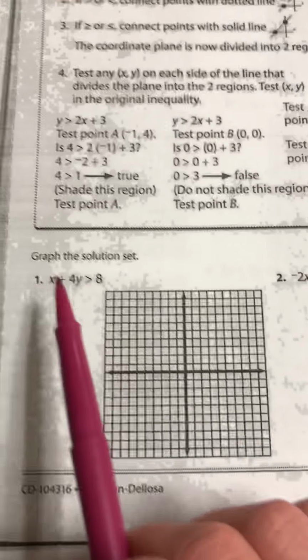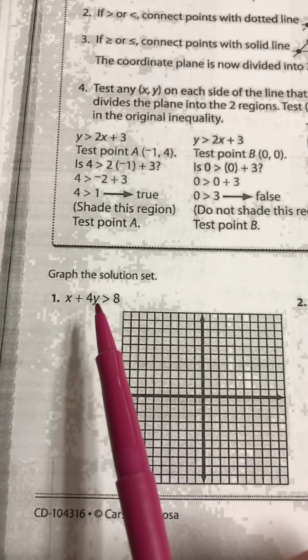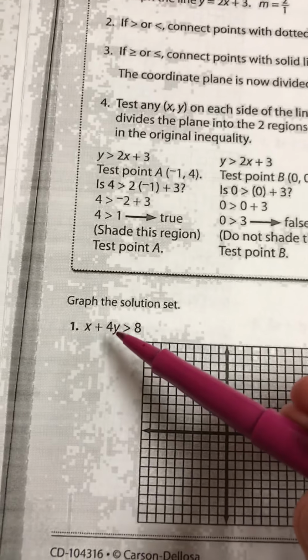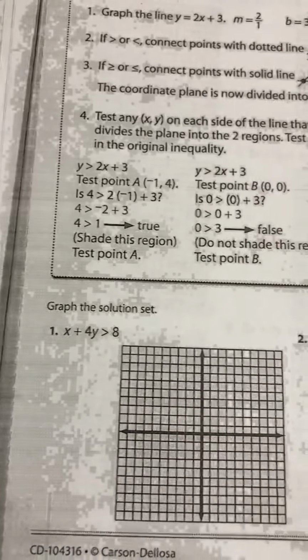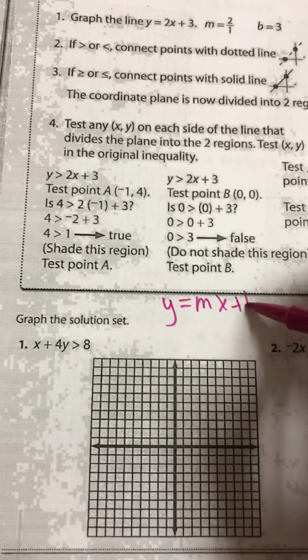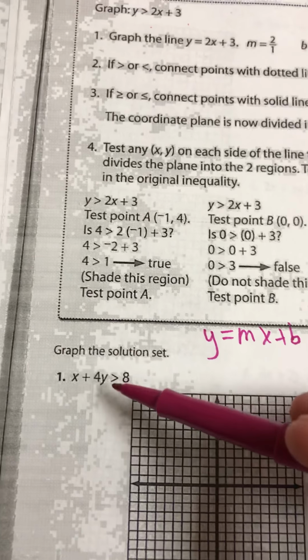So the first one is x plus 4y is greater than 8. The goal in this still is to isolate the variable y, because again we want y equals mx plus b. That is our goal. Again, the only difference is we are substituting in the inequality sign for the equal sign.